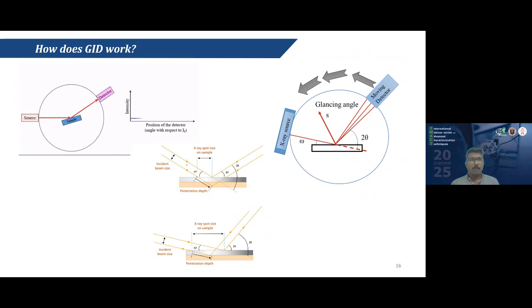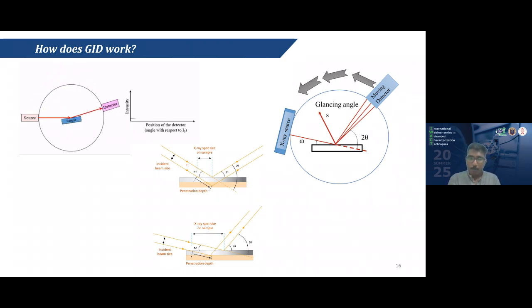So, how does GID work? Can we configure our normal powder XRD machine to take GID? Or how can we configure our powder diffractometer? Can we configure our powder diffractometer to take a glancing incidence XRD? The answer is: not directly.